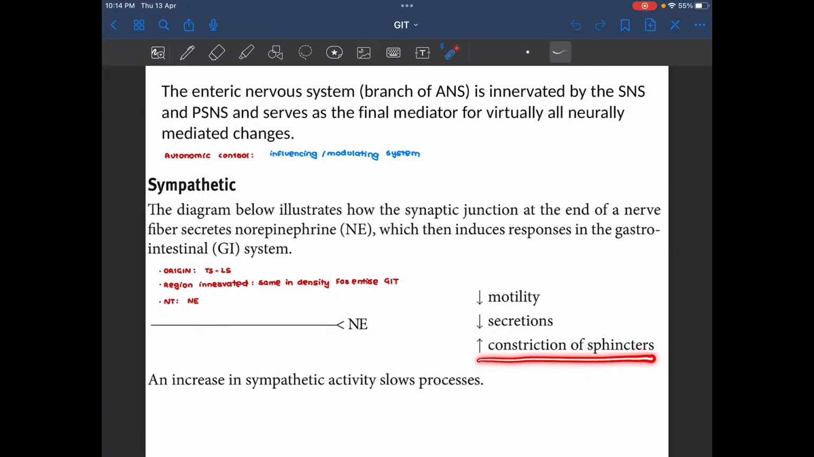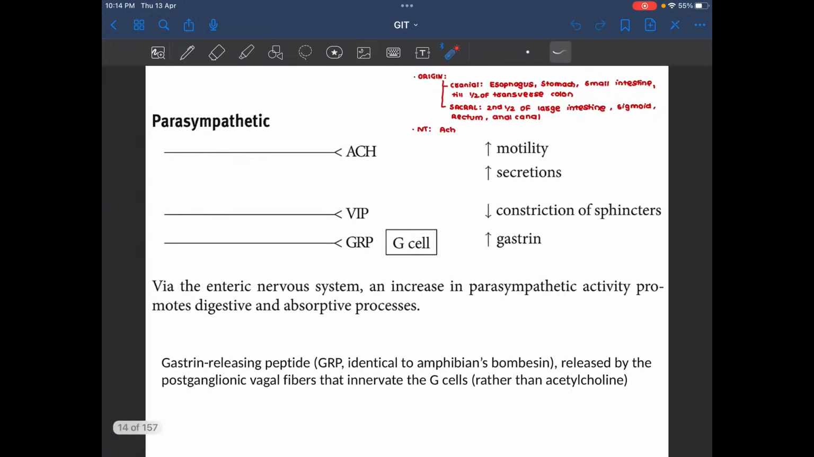It's going to lead to constriction of the sphincter, as well as it's going to decrease the blood flow as well. Okay. So this is the role of your sympathetic nervous system. Now we're going to discuss something about the parasympathetic nervous system.